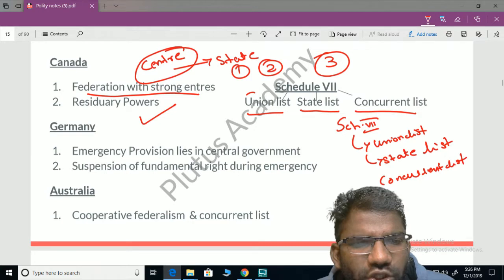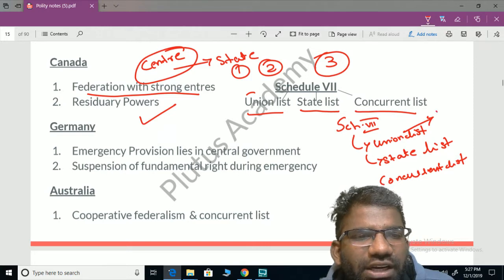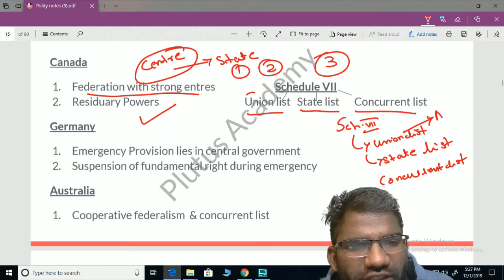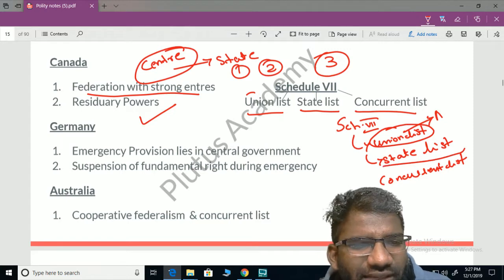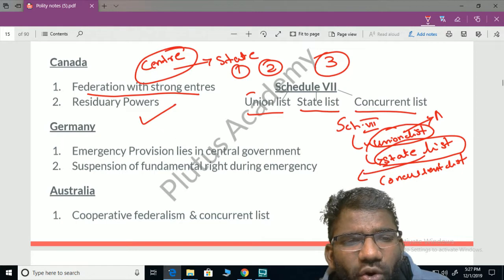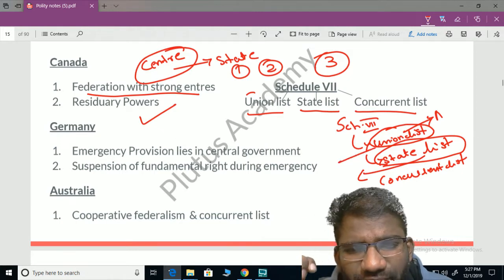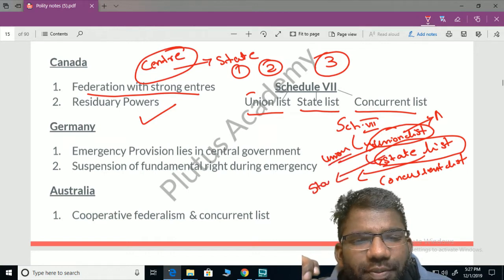Now what is the union list? Some items, like army, navy, air force, come directly under the union government. So these are all the aspects covered in the union list. Some items come under the state list, like state police. In union subjects, only the union government or central government can make laws, whereas in state subjects, the state government can make laws.